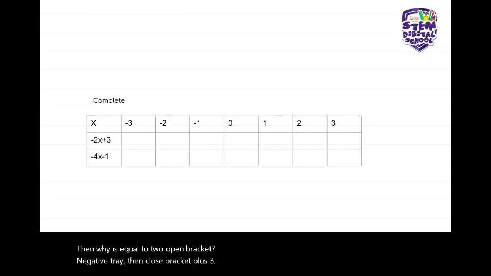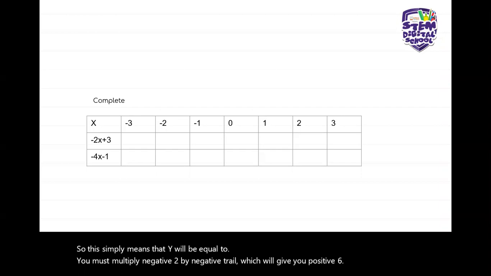Now you can multiply the two. Y is equal to -2 times -3. Then you must multiply -2 by -3. So this simply means that y will be equal to, you must multiply -2 by -3, which will give you +6. And then plus 3.